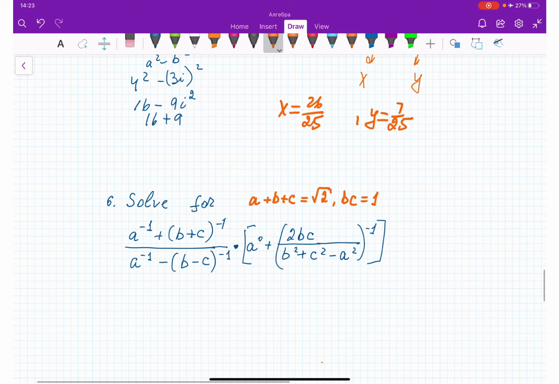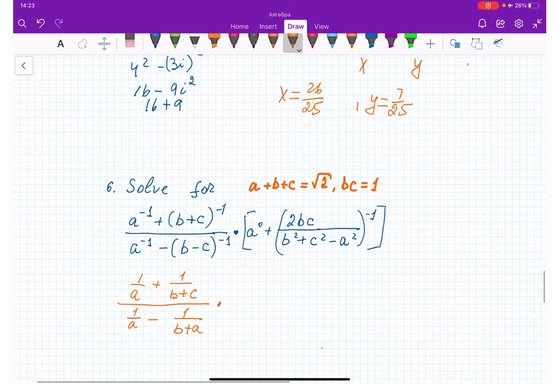So this is going to be (1 over a plus 1 over b plus c) divided by (1 over a minus 1 over b plus c), multiplied by 1 plus, since we have power negative 1, I'm going to flip the fraction, (b squared plus c squared minus a squared) over 2bc.